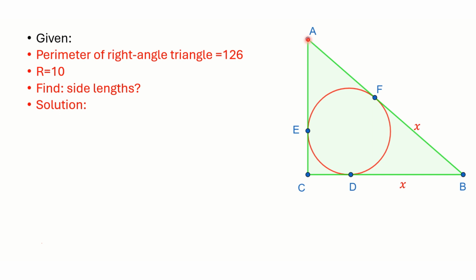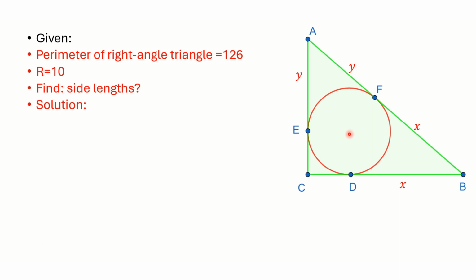Now similarly, this is another point. So this is one tangent and this is another tangent. So from this external point, two tangents have been drawn to this circle. This means this length is equal to this length. Let us call this length as y.